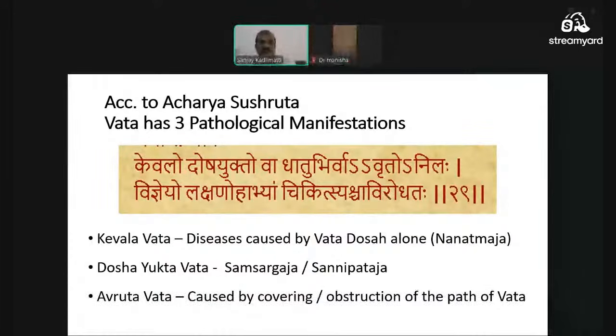Dosha Yukta Vata is another pathological manifestation, like Samsarga and Sannipata. I was requested by the organizer to speak about Samsarga and Sannipata also, so that you can understand the difference between Samsarga, Sannipata and Avarana. The third pathological manifestation of Vata as per Acharya Sushruta is Avrata Vata, caused by the covering obstruction of the path of Vayu.